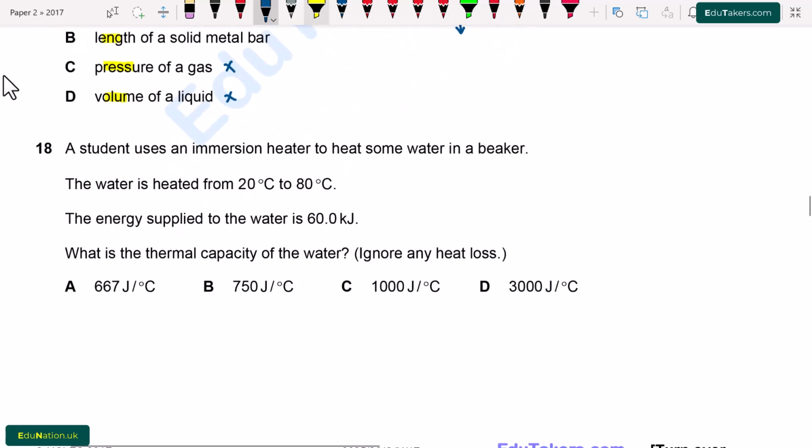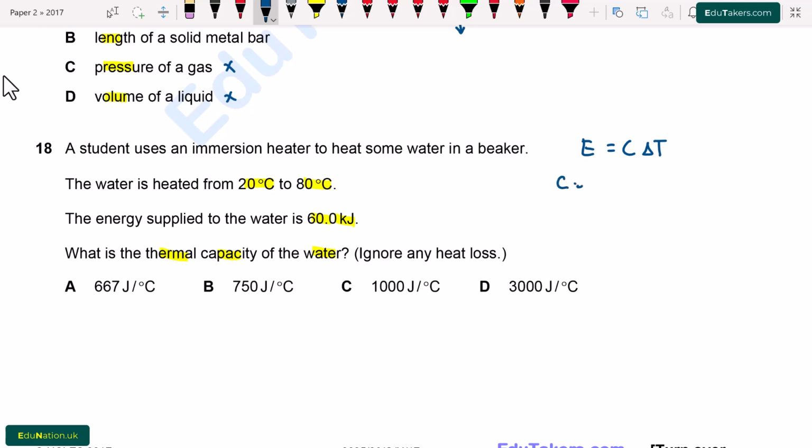Question number 18. A student uses an immersion heater to heat some water in a beaker. The water is heated from 20 degrees C to 80 degrees C. The energy supplied to the water is 60.0 kilojoule. What is the thermal capacity of the water? Ignore any heat loss. So here we have to find the thermal capacity when the heat supplied and temperature increase are given. Here I use the formula E is equal to C delta T, where E is the energy supplied, C is thermal capacity and delta T is the increase in temperature.